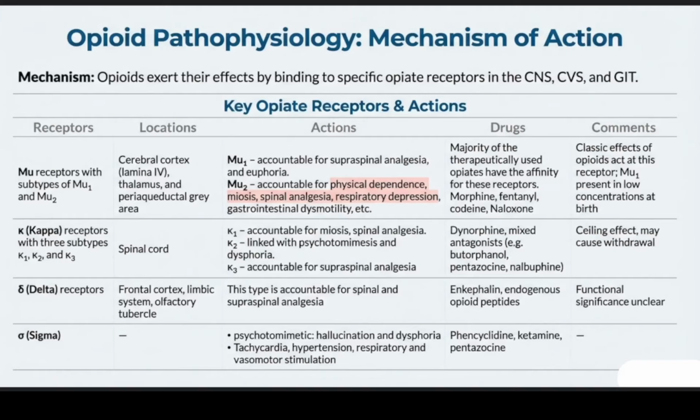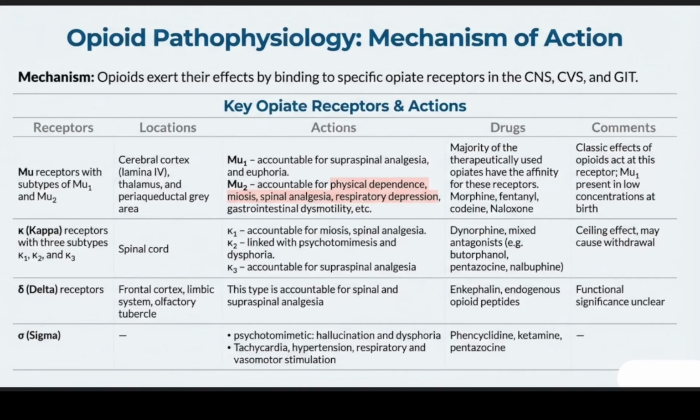The mixed agonist-antagonist drugs are in this group, and they have a ceiling effect and may even cause withdrawal. We have delta receptors, present in the frontal cortex, limbic system, and the olfactory tubercle. These lead to spinal and supraspinal analgesia, with the endogenous opioid peptides acting on them. We also have the sigma receptor.